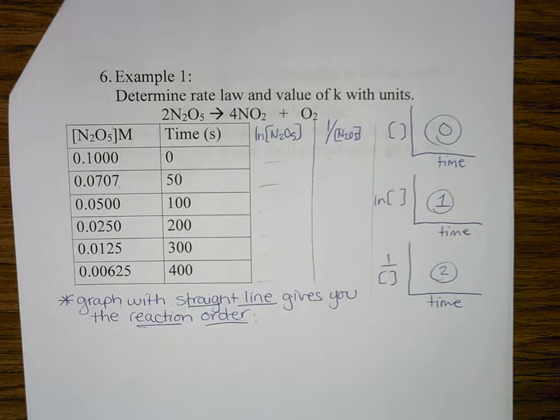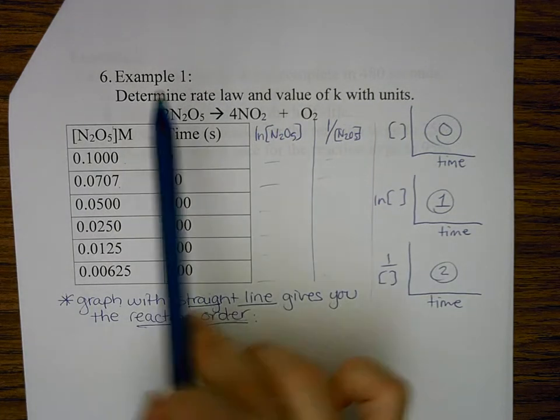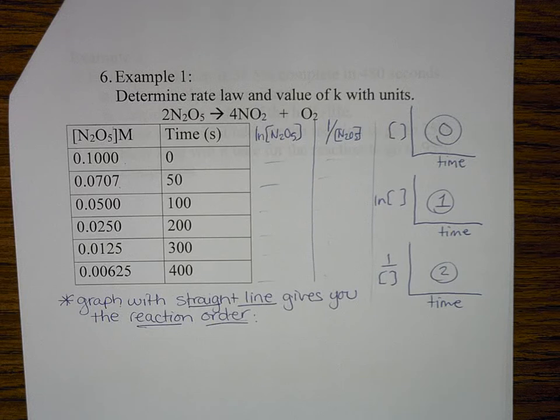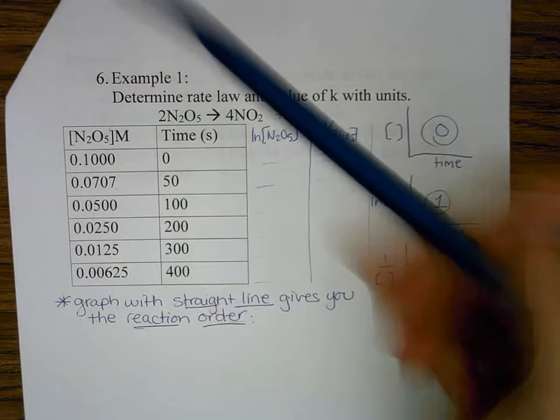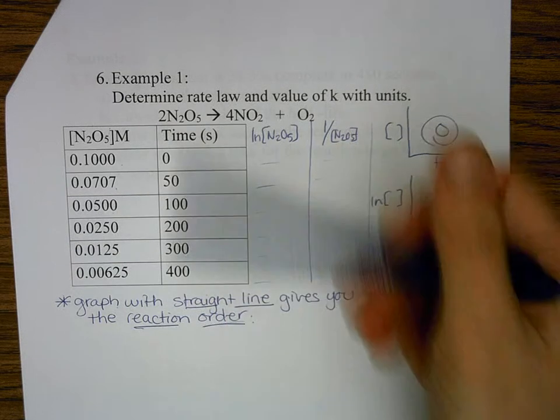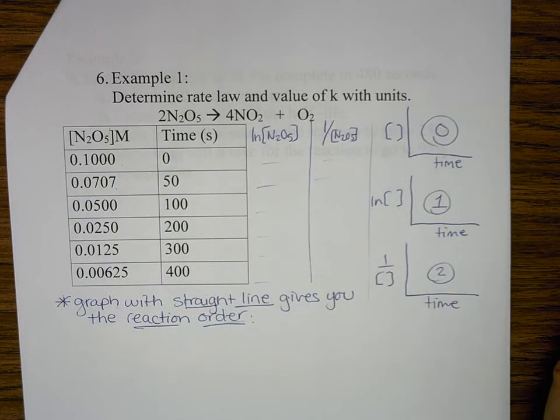The question is still asking us, very much like the questions of last night's homework, to determine the rate law and the value of K. We're just doing it differently because we're dealing with different data. We don't have any reaction rates or anything like that. We just have concentration and time, so we have to do it differently. So here's how you're going to do this in your graphing calculators. Ready?